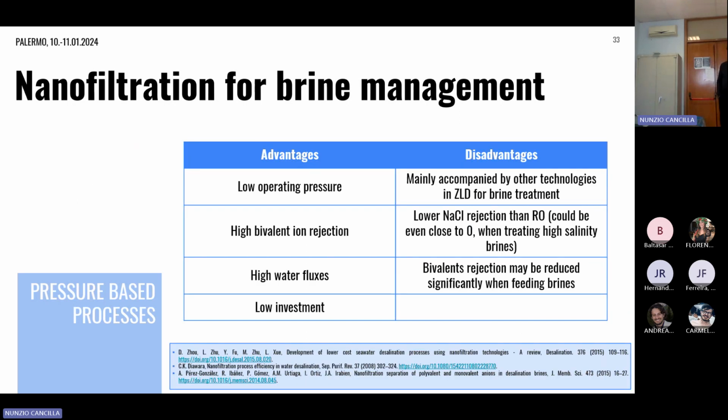You see reverse osmosis and ultrafiltration, so the energy requirement stays in between. Among the advantages, of course, low operating pressure with respect to reverse osmosis and high bivalent ion rejection, which makes possible this separation when you treat, let's say, brines that come from seawater.